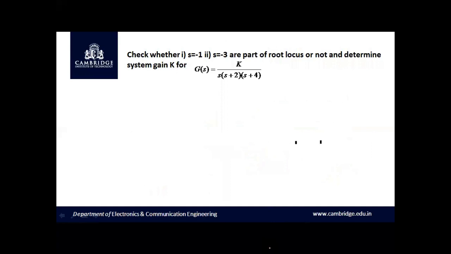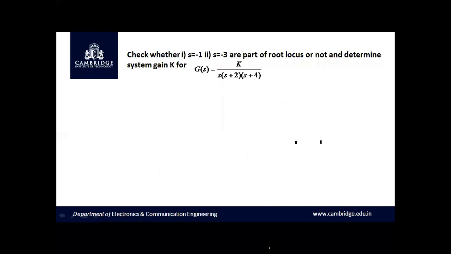Let me try this problem. Check whether case 1, s equal to minus 1, and case 2, s equal to minus 3, are part of the root locus or not, and determine the system gain K for G(s) equal to K divided by s into (s plus 2) into (s plus 4). So you have been given G(s).